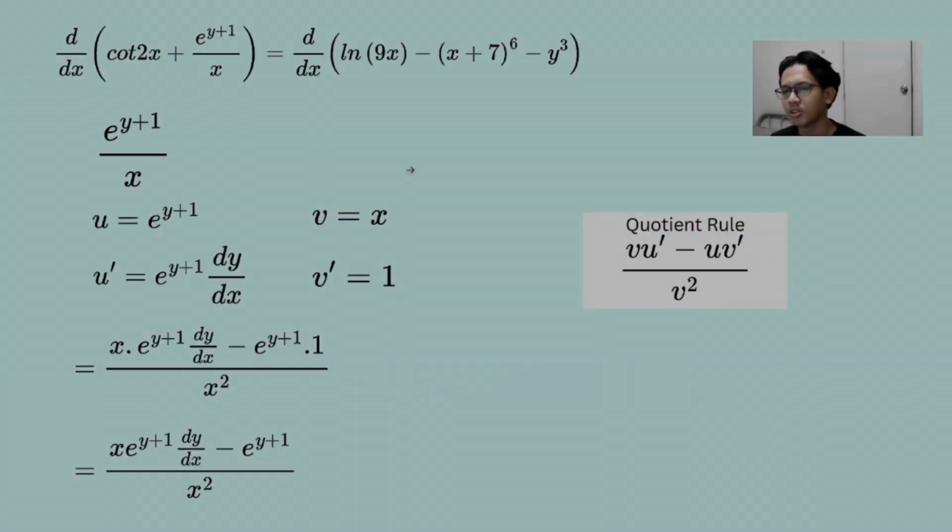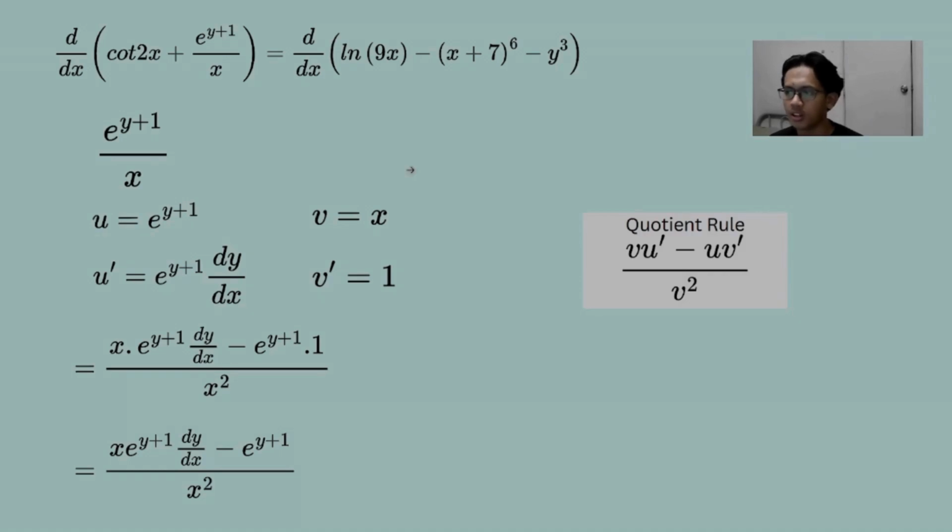So the next term is e^(y+1) over x. It is a rational function, so we must use the quotient rule. So u is its numerator, which is e^(y+1), and u prime is the differentiation of u, which is e^(y+1) dy over dx. For v, it is the denominator. For v prime, the differentiation of v, which is 1.